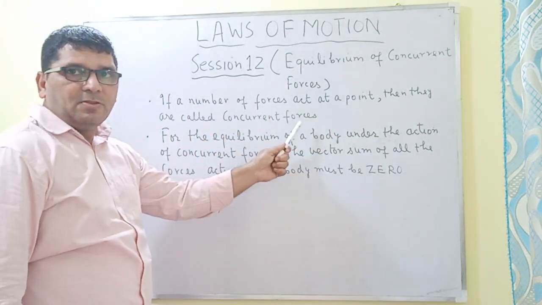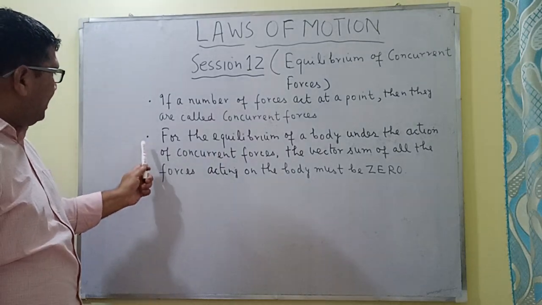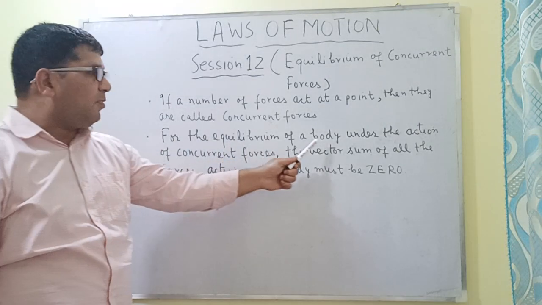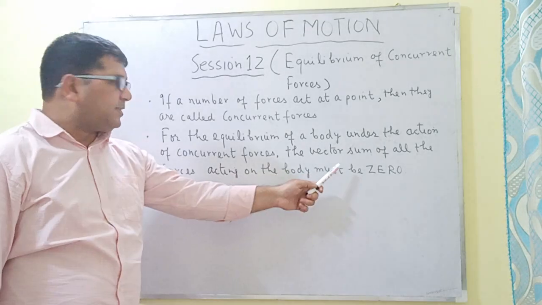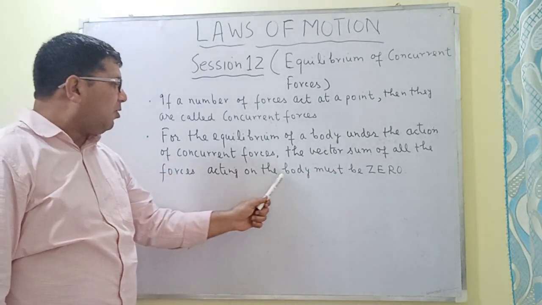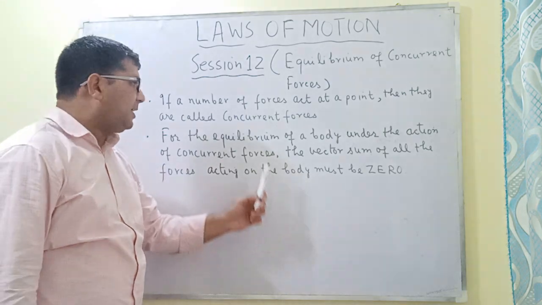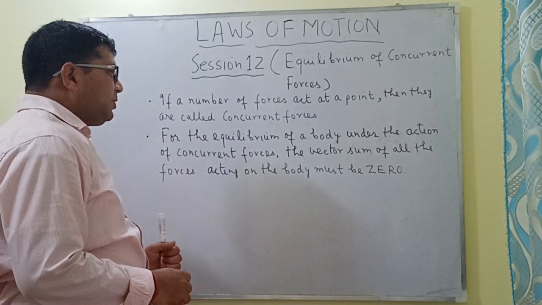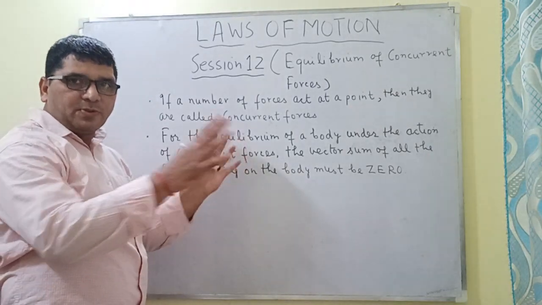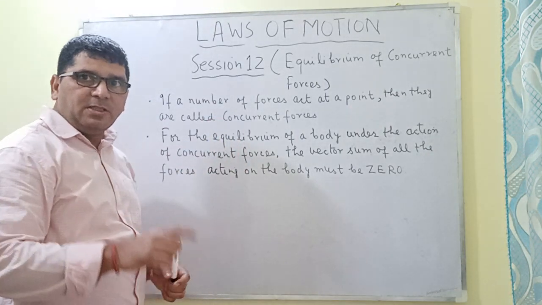The second point is, for the equilibrium of a body under the action of concurrent forces, the vector sum of all the forces on the body must be equal to 0. That is, for any body to be in a state of equilibrium, the vector sum of all the forces acting on that body should be equal to 0.